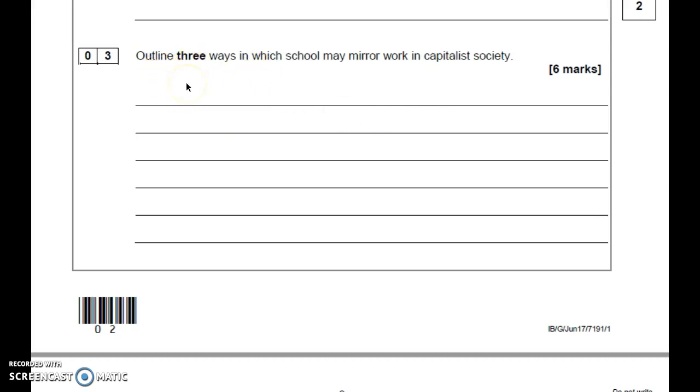What I would suggest that you do is you start each new one on a new line, so you can clearly show the examiner that you are giving 3 separate points. If you are ever unsure of any, you can always give another, but don't be going mad on that because you don't want to waste time.